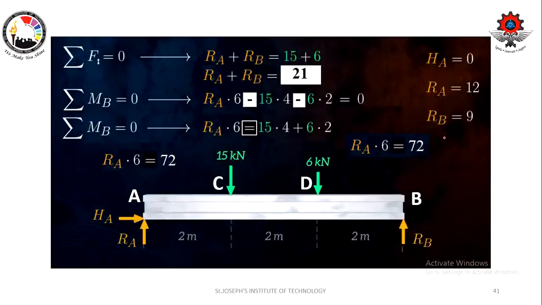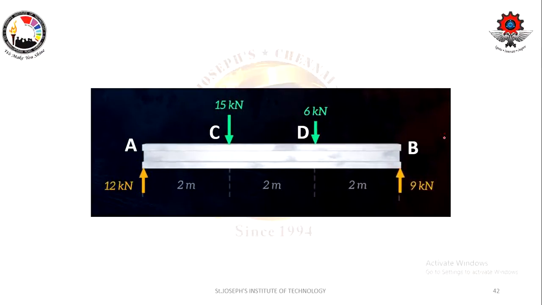Now moving on to the next. We got RA as 12 kilonewton and RB as 9 kilonewton. Now with this we have all the information. Now we are supposed to draw the shear force and bending moment diagram. We are supposed to determine shear force and bending moment at each and every point on the beam. We have 4 points: point A, point B, point C and point D. In each of these points we are supposed to find out the shear force and bending moment, right?